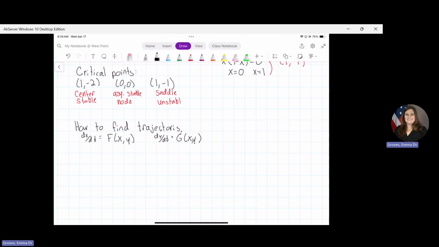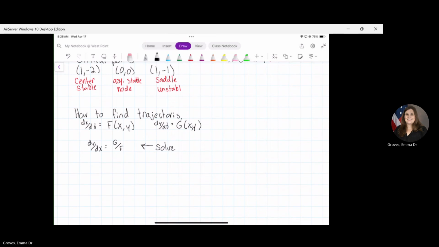We are going to set up a new differential equation. We are going to look at dy/dx, which is just G over F, which works because if you were to write dy/dt over dx/dt, those dt's would cancel. And to find our trajectories, we are going to solve this new differential equation, if possible. It's clearly not always going to be possible, but can we do it?